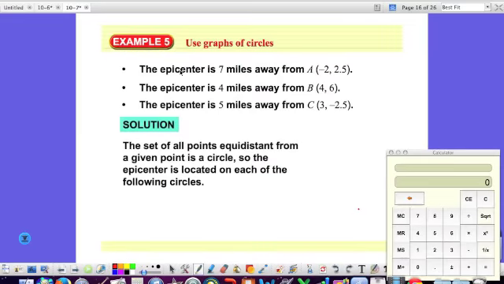So they tell you that the epicenter is 7 miles away from A, (-2, 2.5). The epicenter is 4 miles away from B, point B, which is (4, 6), and 5 miles away from C, (3, -2.5). So basically what we're going to do, we're going to see that on the next page, is make graphs of circles. Okay?